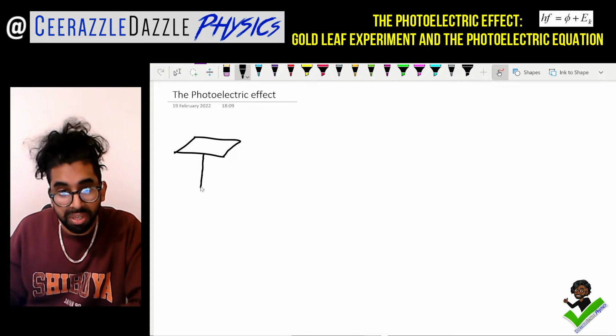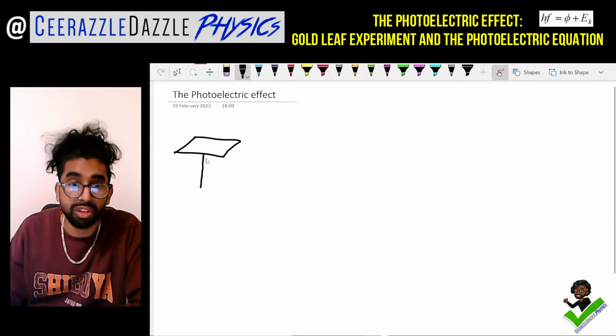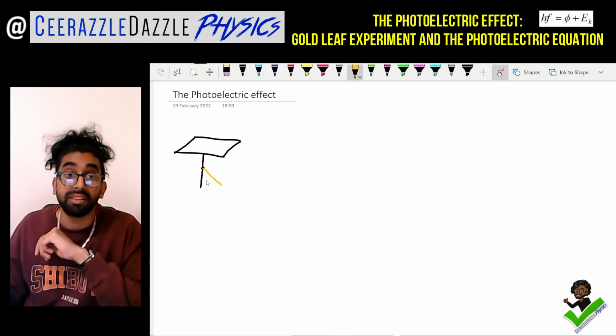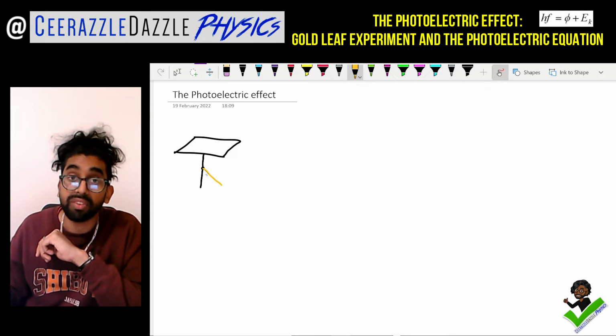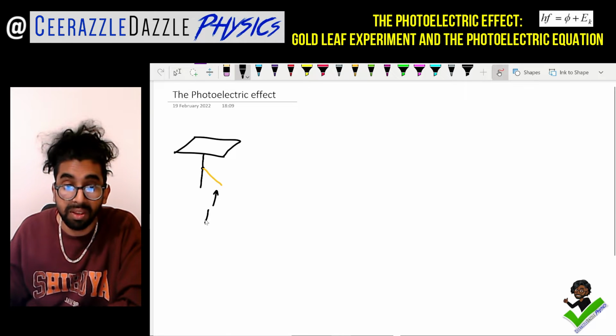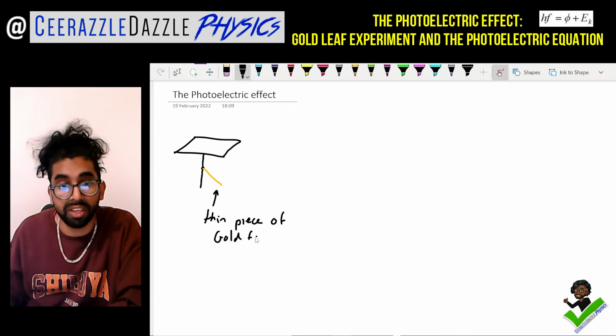Then, to this piece of metal, this bar over here, I'm going to attach a little hinge. So imagine there's a little hinge right there, a hinge point, like a door, which is going to open. At this hinge point over here, we're going to attach a thin piece of gold foil.